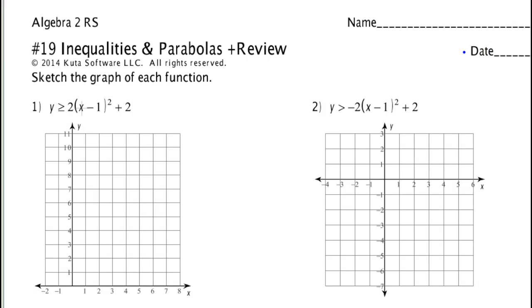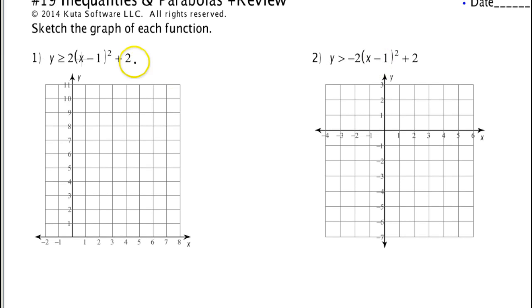Okay, so yeah, we know the vertex to graph this. Pick some points to plug in. 0 would be a good one. Plug in 0. What do we got? 4.